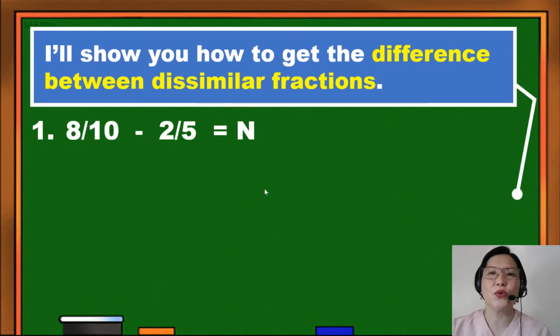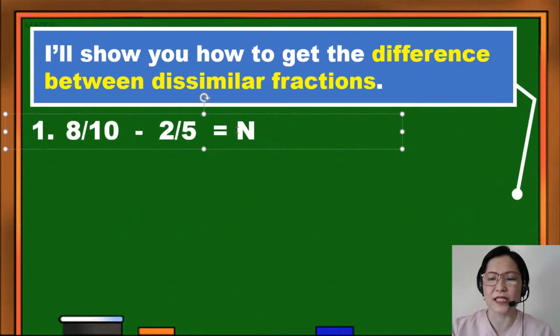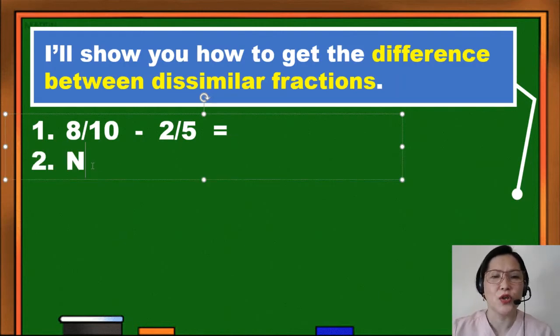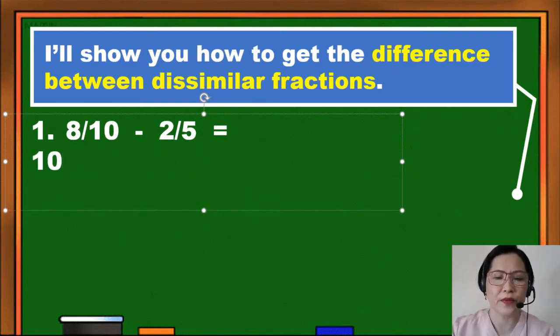I'll show you how to get the difference between dissimilar fractions. Let us do 8/10 minus 2/5. So in this case, since they are dissimilar fractions, we are going to get the LCD by doing the multiples. So I will write here 10 and here 5.